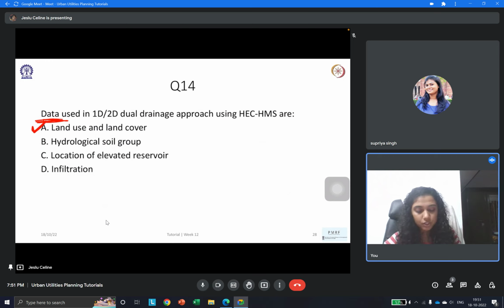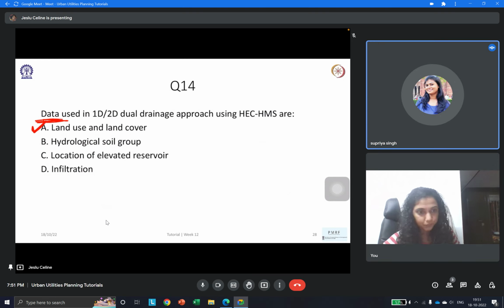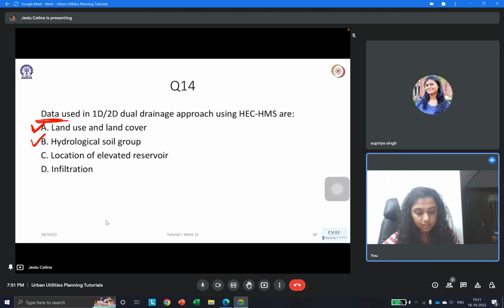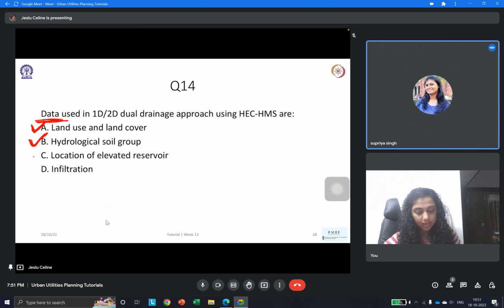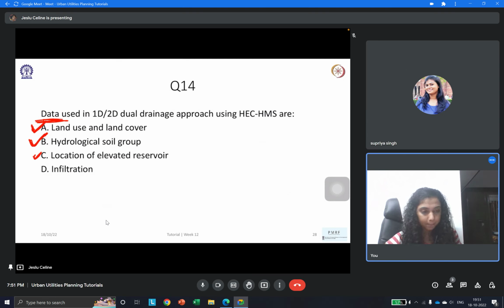Now, hydrological soil group. Yes, hydrological soil group. This also we discussed before. It varies based on the soil type. Then location of elevated reservoir, and infiltration.